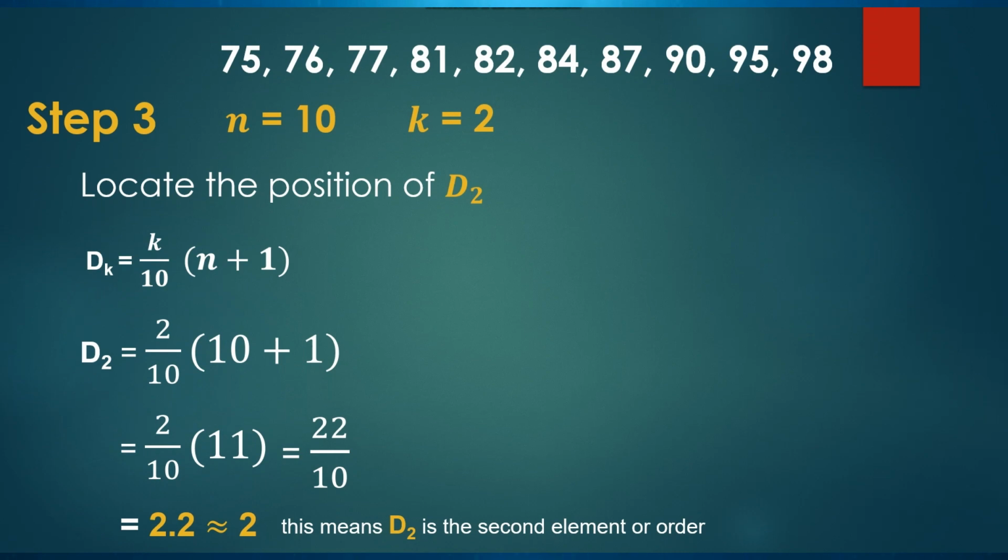So the approximate value is 2. Since it is 2.2, we are going to round down. So the value is 2. This means that D2 is the second element in order. So our D2 is 76.